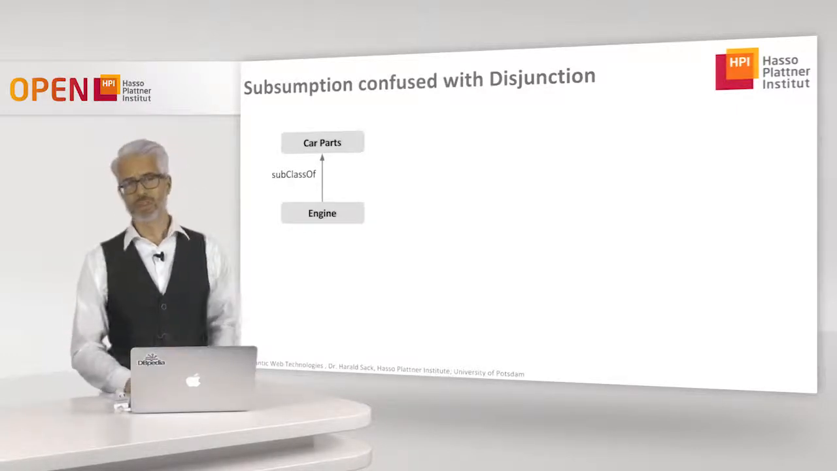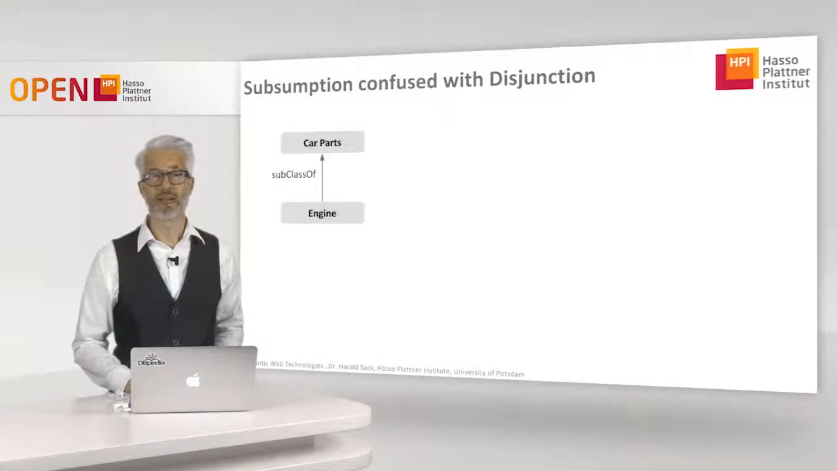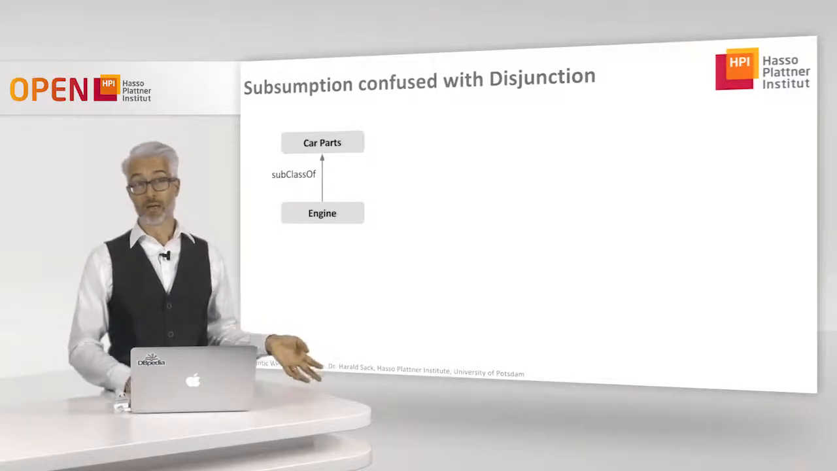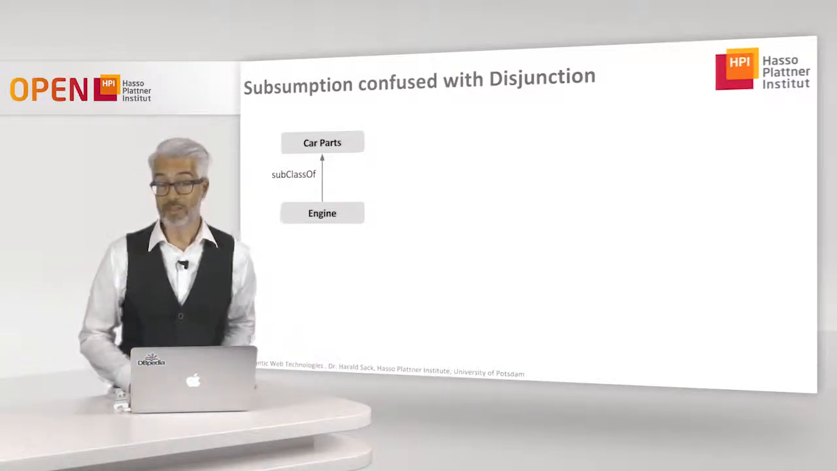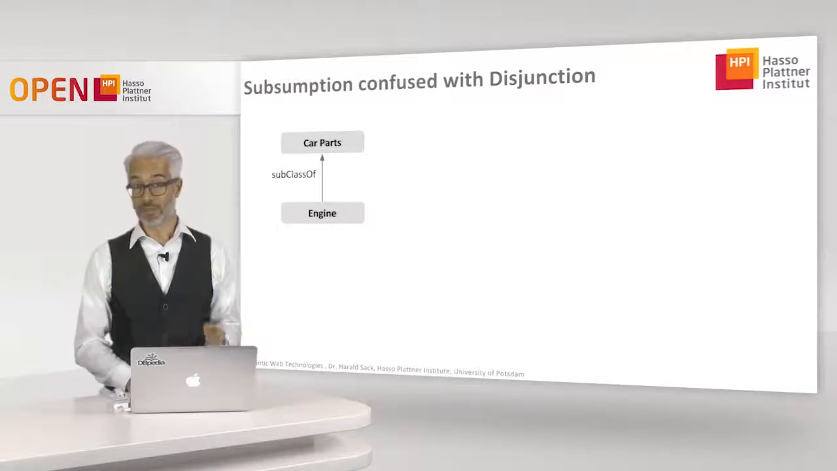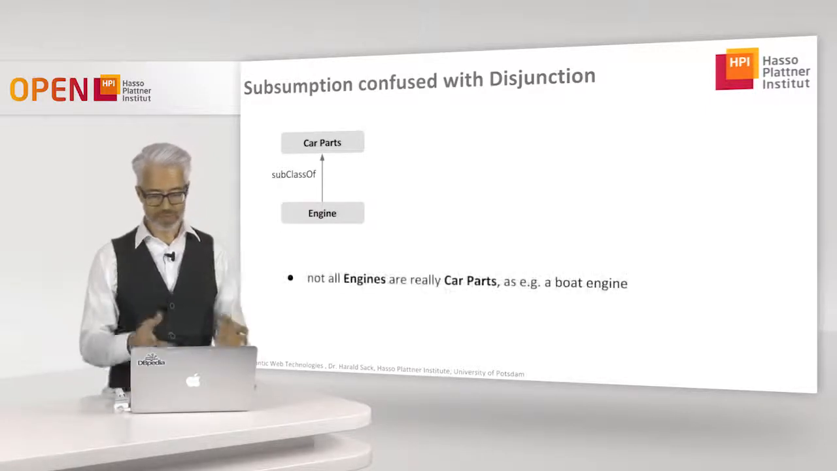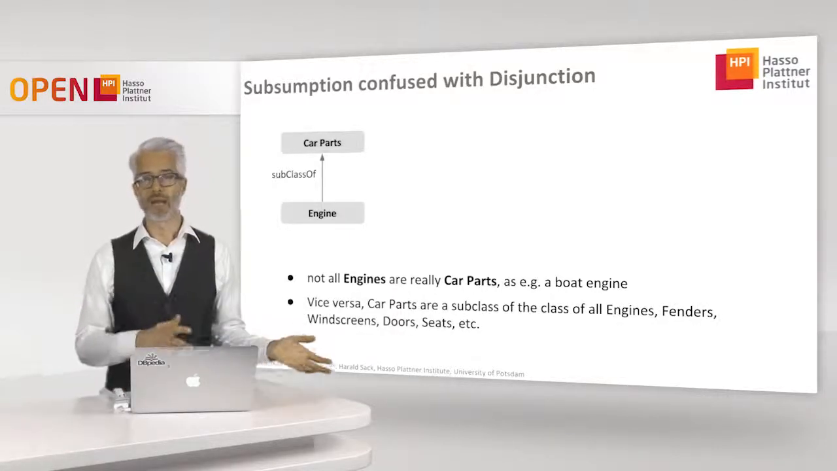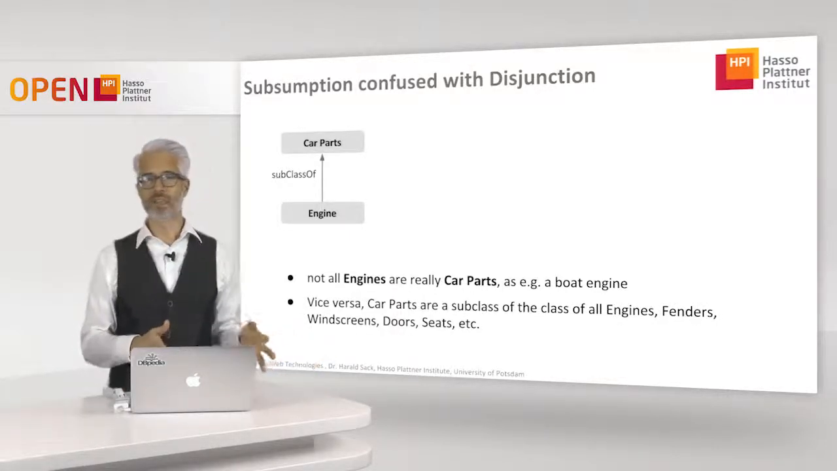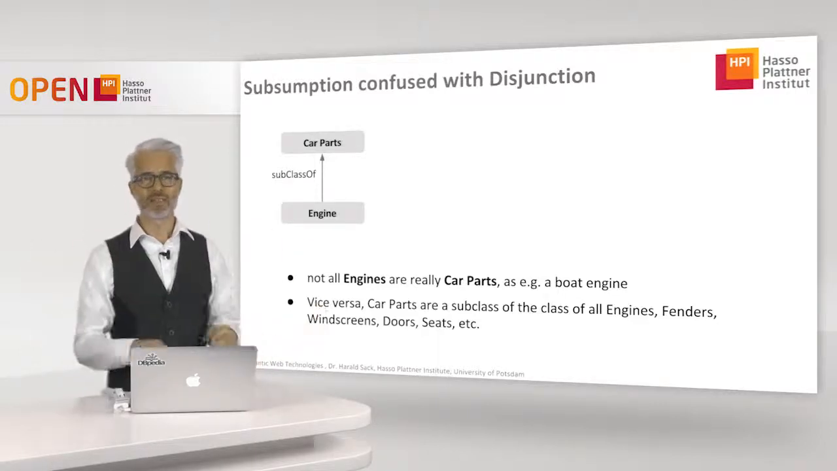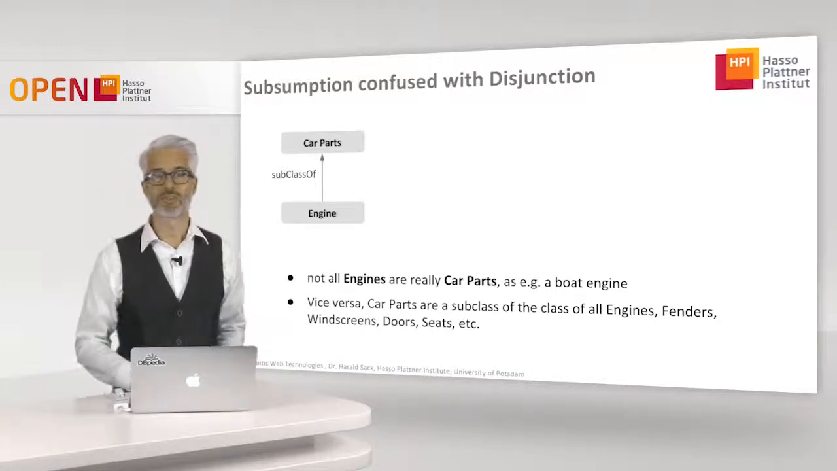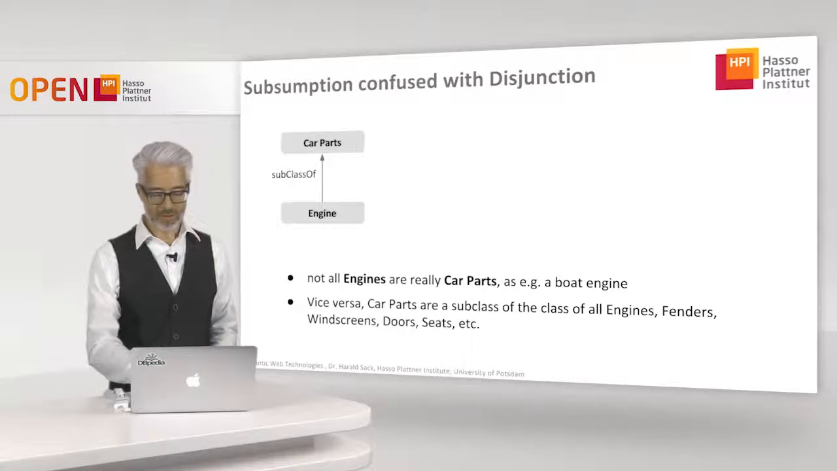Another case of confusion is so-called disjunction of classes. So the question here is, is engine a subclass of car parts? Maybe you would say, yeah, an engine of course is part of a car, but of course not all engines really are built in cars, so therefore engine is not necessarily a subclass of car parts. The point is not all engines are really car parts, like for example the boat engine. And vice versa, car parts again can be considered a subclass of the class that contains all possible engines, all fenders, all windscreens, all doors, all seats, and all the stuff a car is built upon.